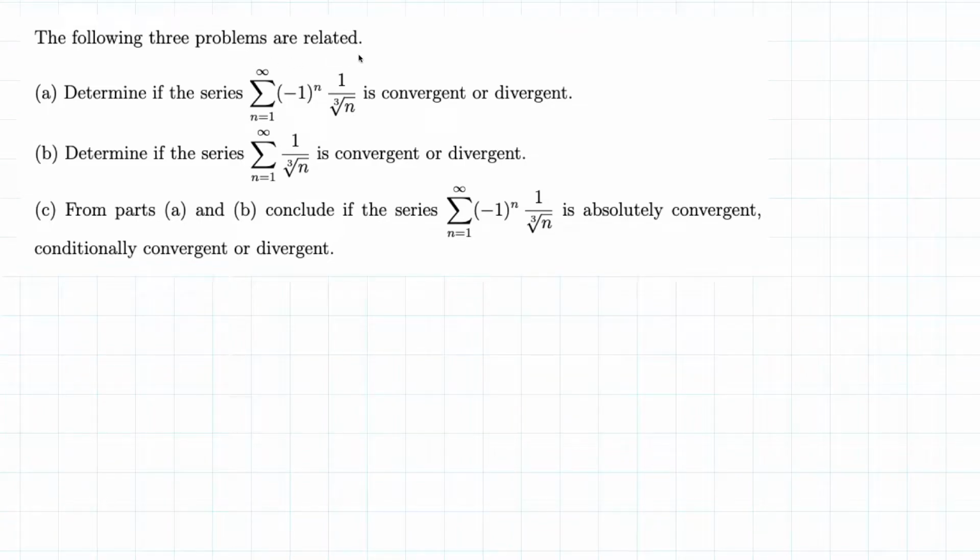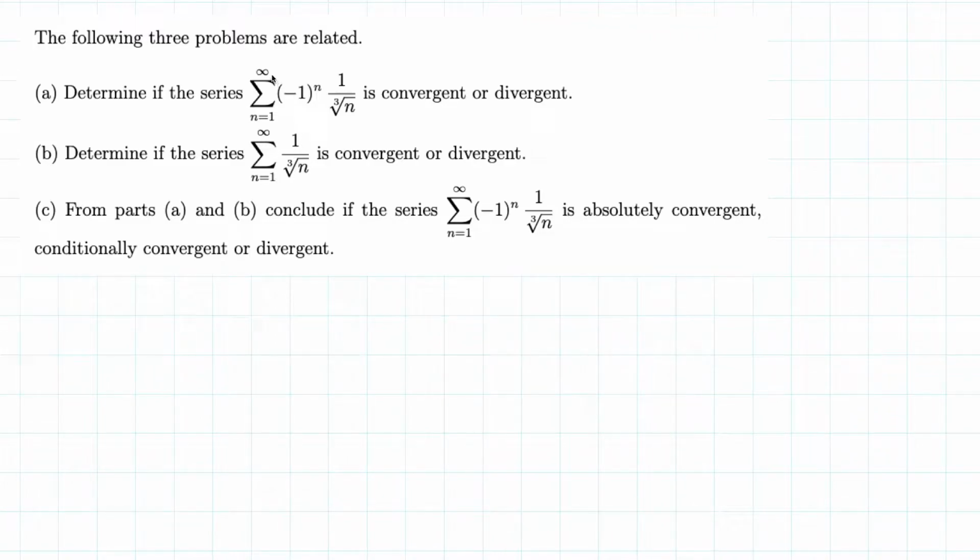Three problems are related. In part A, determine if the series, this is an alternating series because we have negative 1 raised to n, is convergent or divergent. In part B, determine if the series is convergent or divergent. It's the same series as part A without negative 1 to the n.